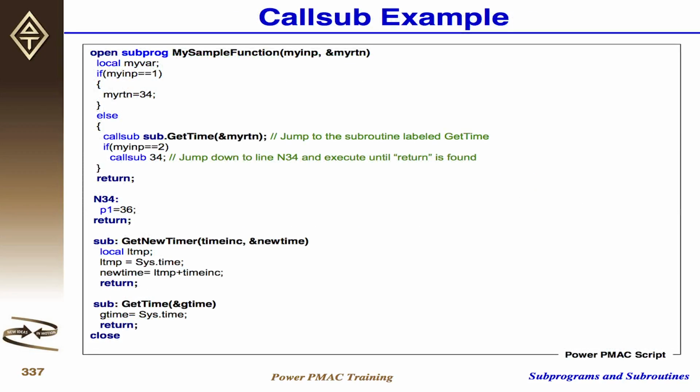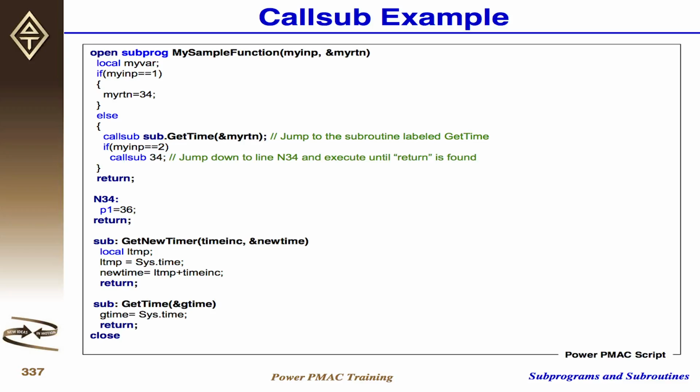This is a call sub example. We're not going to do this example, just to see how it works. We have a subprogram, open subprogram, my sample function with my input and my return. Then you define a local variable inside my variable. And then in the if statement, if my input equal to 1, it returns my return equal to 34.